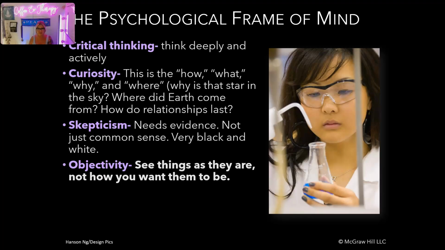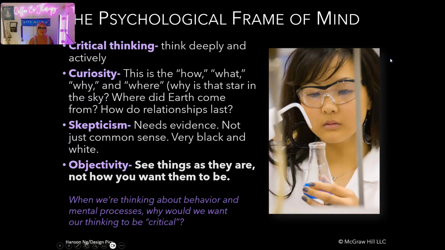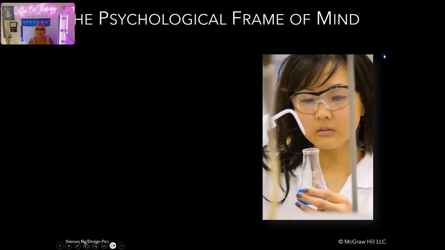Therapy, my counseling students, that's very gray. All right, and then you need to have objectivity. So see things as they are, not how you want them to be. So it's not a subjective thing, it's very objective. So something to think about when we're thinking about behavior and mental processes, why would we want our thinking to be critical? So you can just kind of think about that.